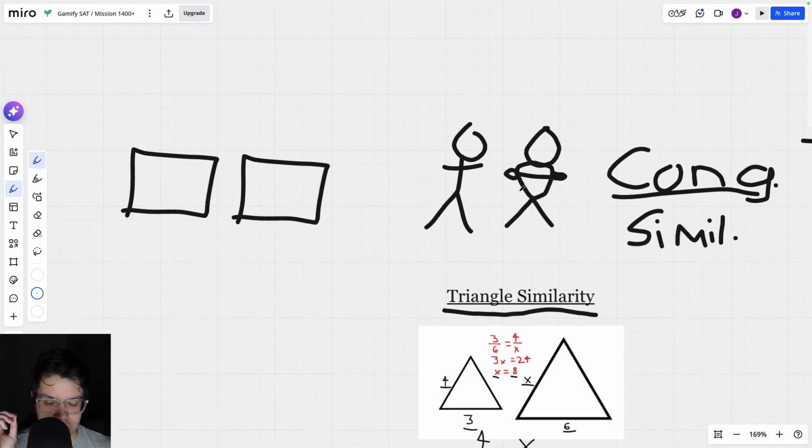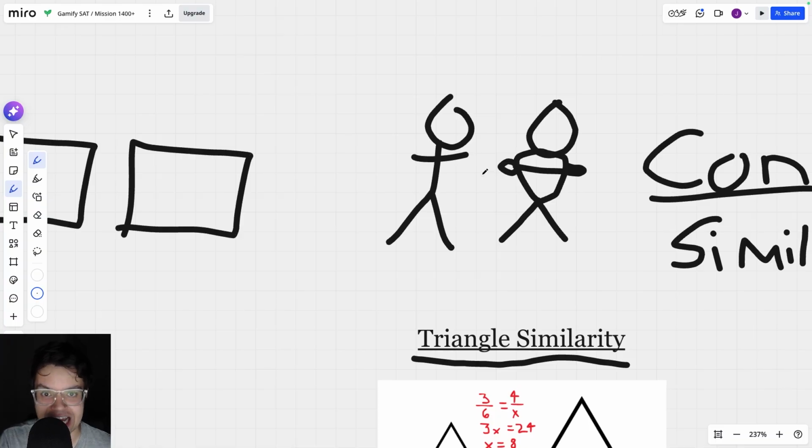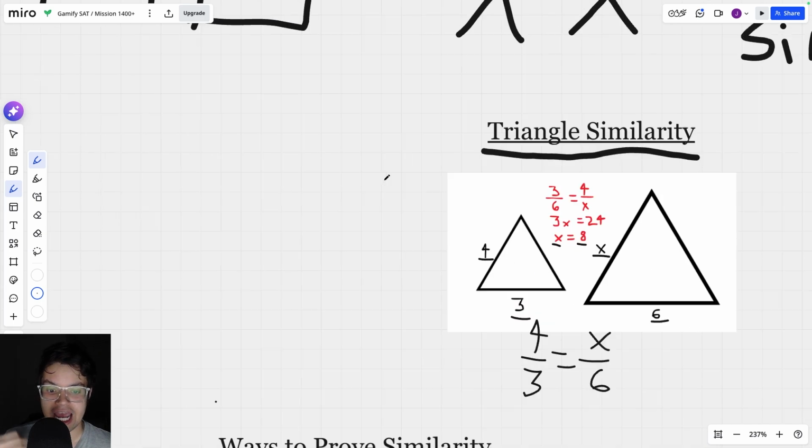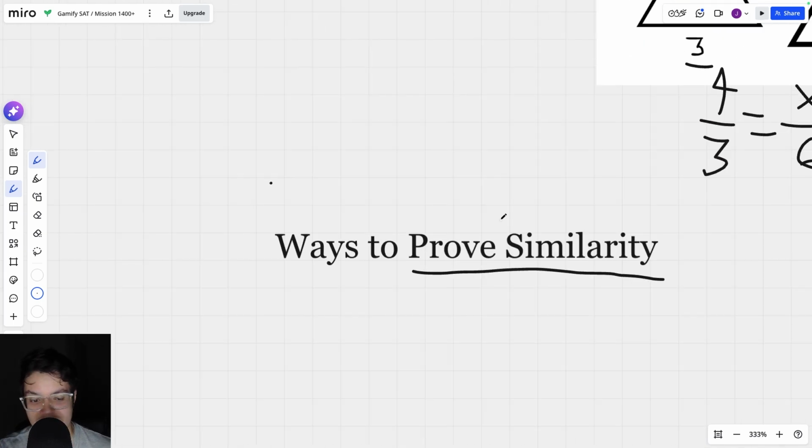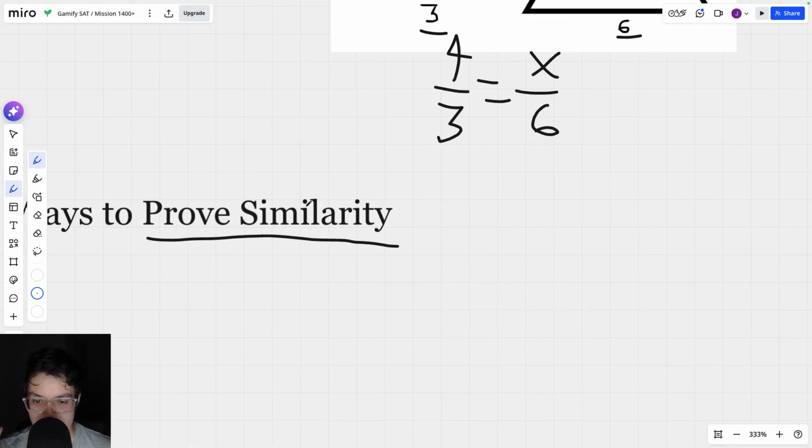With the example with the twins, if these people were to actually take a DNA test, they would see that yes, they are identical twins. They are exactly the same in how they look, all that different stuff. How can we do the same kind of thing for a set of triangles? Well, there are basically 3 different ways to do it.